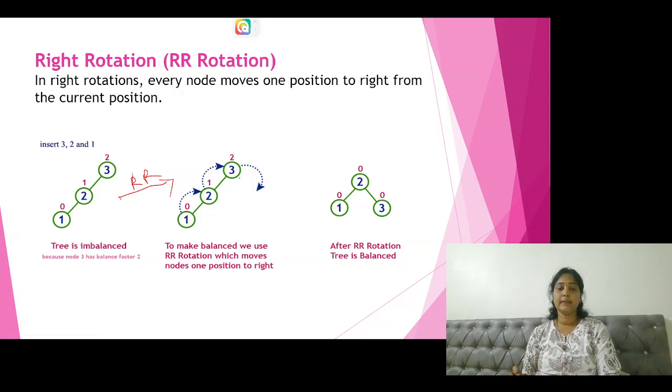Okay. Then 3 will come right, and 2 again, one more right rotation you have to take, so that you will get this kind of tree. Now you check the balance factor of this. So the balance factor of 2, left and right, is 0 you are getting. Now the tree is balanced.